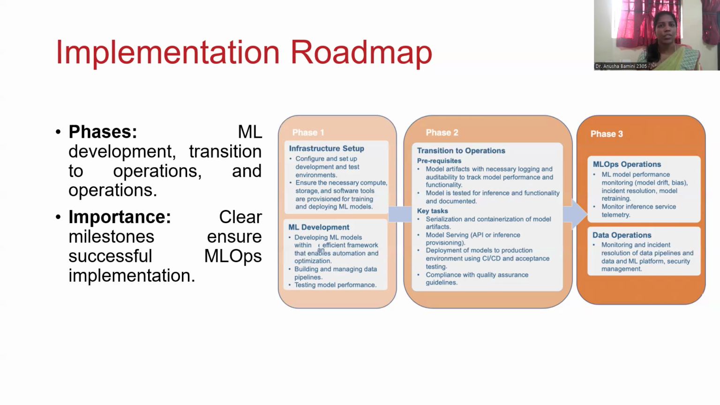This implementation roadmap has three phases. The first one is infrastructure setup with machine learning model development, the second phase is called transition to operation, and the third phase is machine learning operations. So the roadmap has three steps in total. It ensures the successful implementation of the machine learning model to the end user. That is the main goal.